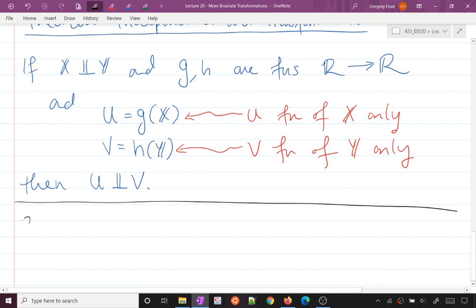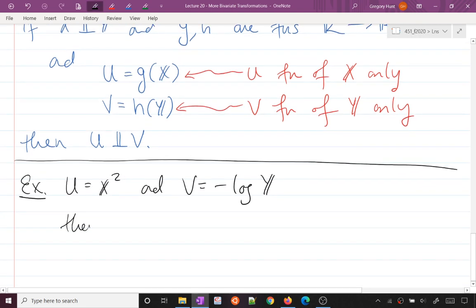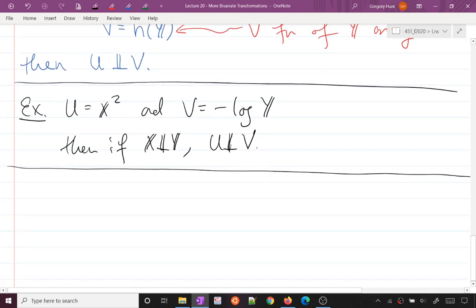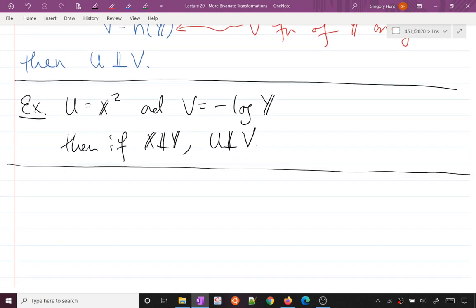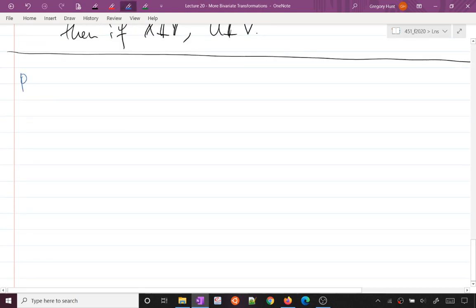You could look at some examples. For example, if u is x squared and v is negative log y, then if x is independent of y, u is independent of v. Pick your favorite functions; it's true for all functions. And this is a theorem that we can actually do a nice little proof of. It's just a couple equalities, so it's a nice example of a proof here. So let's write down the proof.